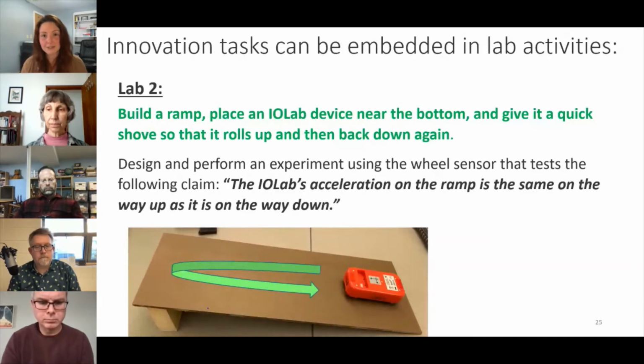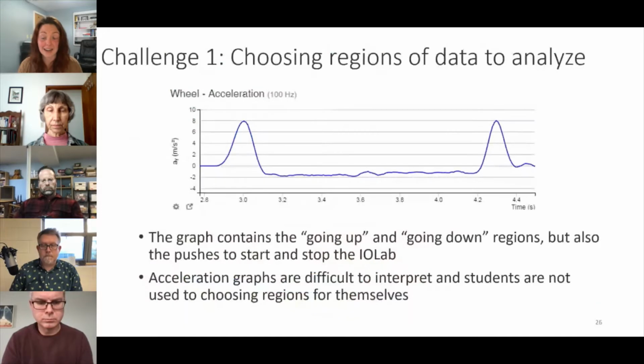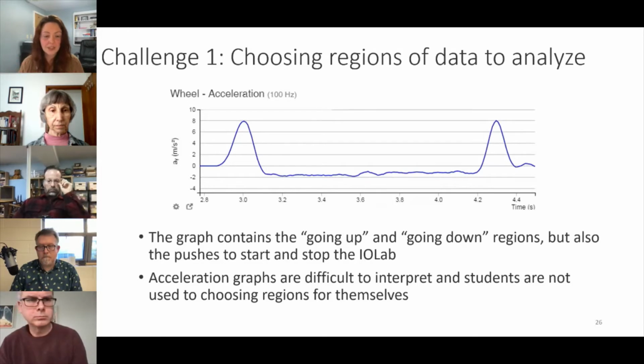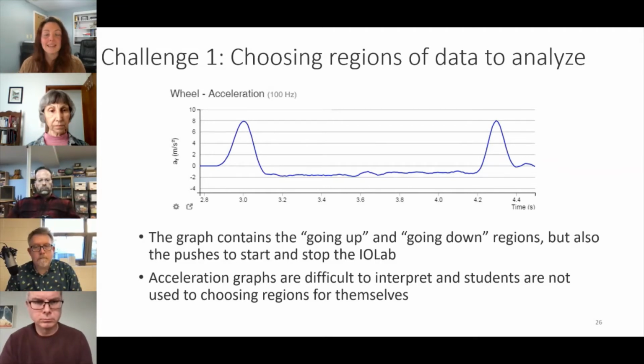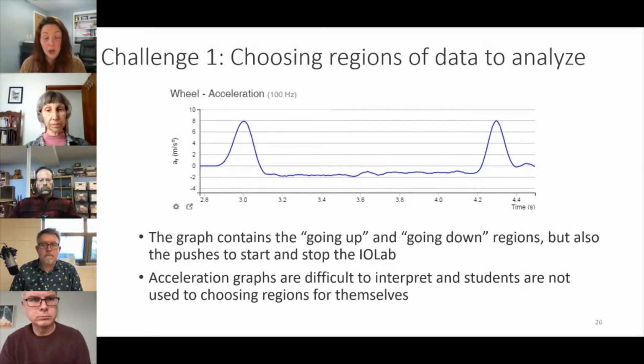And this is pretty well defined in the sense that they know what sensor to use, they know what action they're doing and what claim they're testing, but we actually leave three key points of innovation here. One is interpreting the data. And this is new to students. So identifying going up and going down in the midst of all the other things going on is not trivial. And acceleration graphs are difficult to interpret. So that's the first innovation that they have to do. And they have to try and they have to explain how they know.